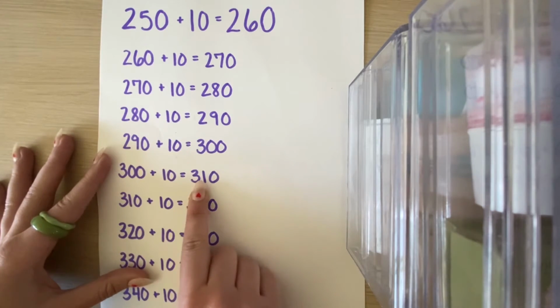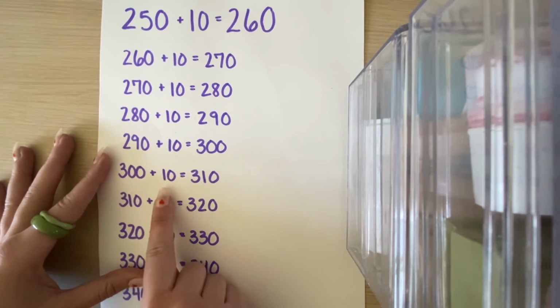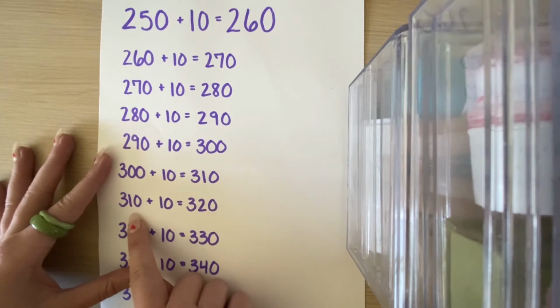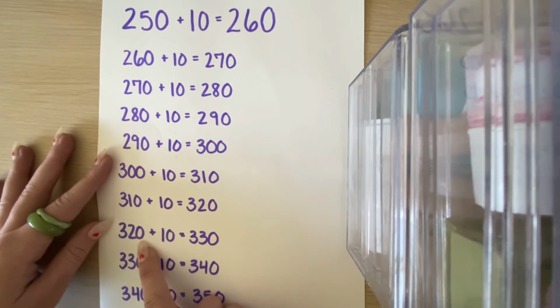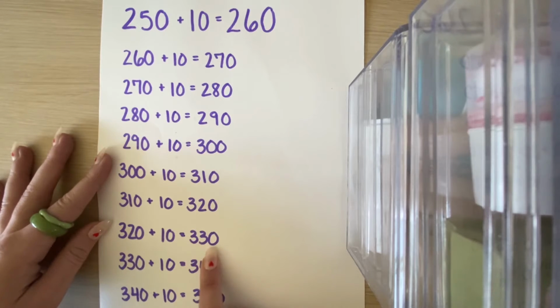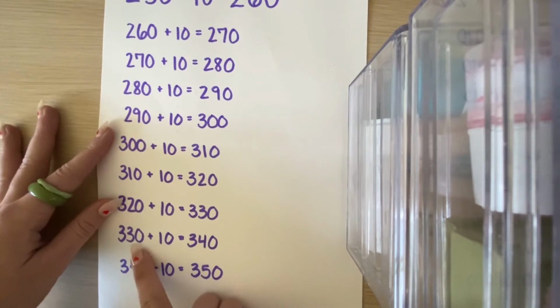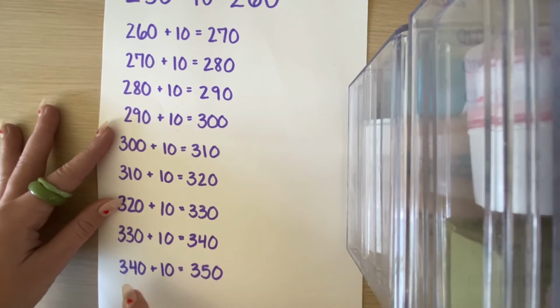300 plus 10 equals 310. 0 plus 10 equals 10. 310 plus 10 equals 320. 10 plus 10 equals 20. 320 plus 10 equals 330. 20 plus 10 equals 30. 330 plus 10 equals 340. 30 plus 10 equals 40. And 340 plus 10 equals 350. 40 plus 10 equals 50.